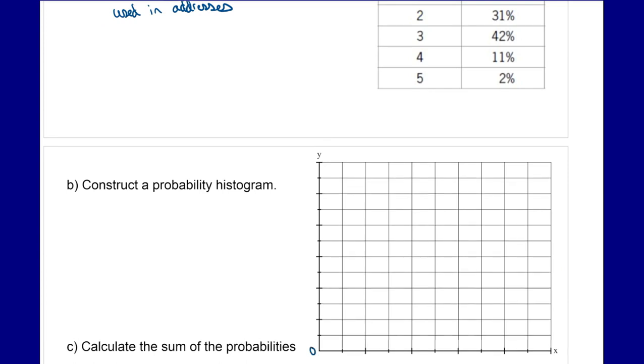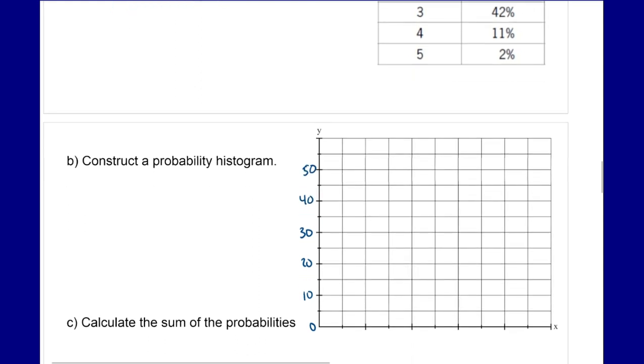We'll start off at 0, let's say 10, 20, 30, 40, 50. And we're going to look at the possibility of there being one outcome, 2, say 1, 2, 3, 4, and 5. So again, a histogram does contain no spaces between the bars, so we do want to be mindful of that.